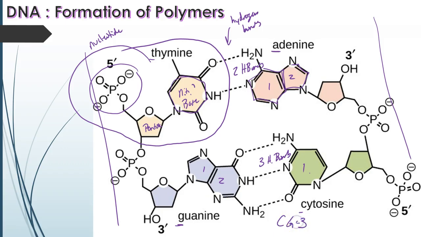C and G equal 3. T and A equal 2. Okay, so adenine and thymine are going to bond together twice. Cytosine and guanine are going to bond together 3 times. So those are the hydrogen bonds that are going to basically hold the two strands together.